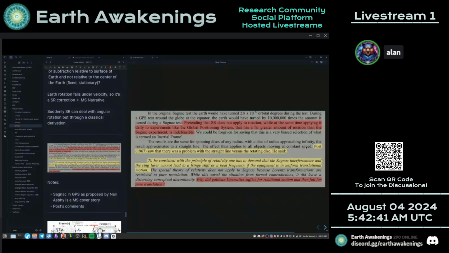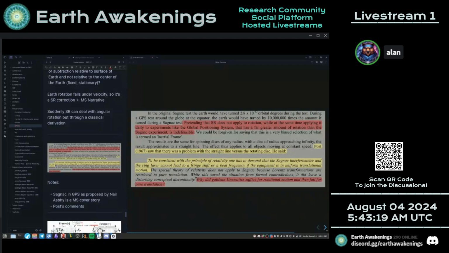That's insane. So he goes on to quote Post from 1967, who at the end of his paper says, to be consistent with the principle of relativity, one has to demand that the Sagnac interferometer and the ring laser cannot lead to a fringe shift or a beat frequency in the equipment when it's in uniform translational motion. The special theory of relativity does not apply to the Sagnac because the Lorentz transformations are restricted to pure translational motion. He's going on to describe the thing that Tapioca and I discussed earlier about how, if you just use an integral, well, you can do it anyway.